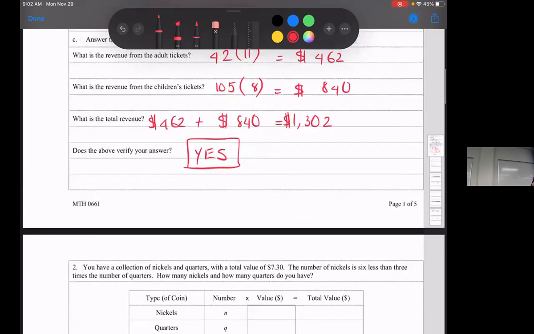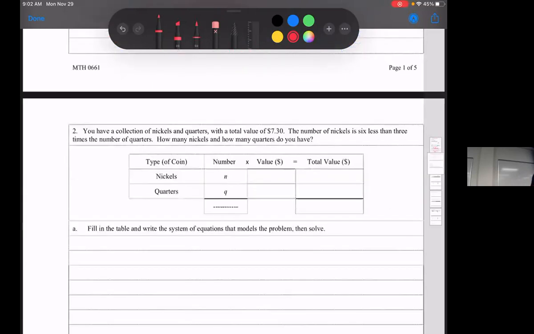You have a collection of nickels and quarters with a total value of $7.30. The number of nickels is 6 less than 3 times the number of quarters. How many nickels and how many quarters do you have? Okay, so nickel is denoted N, and quarter is denoted Q. What's the value of a nickel in terms of a dollar? 5 cents, so how do I write it in math? 0.05.